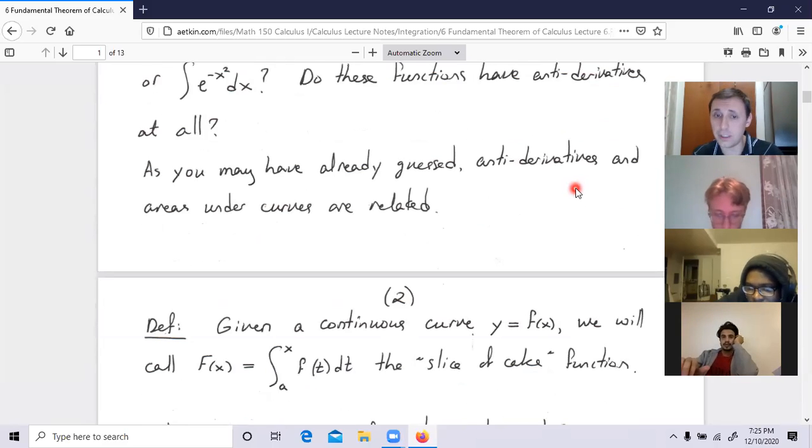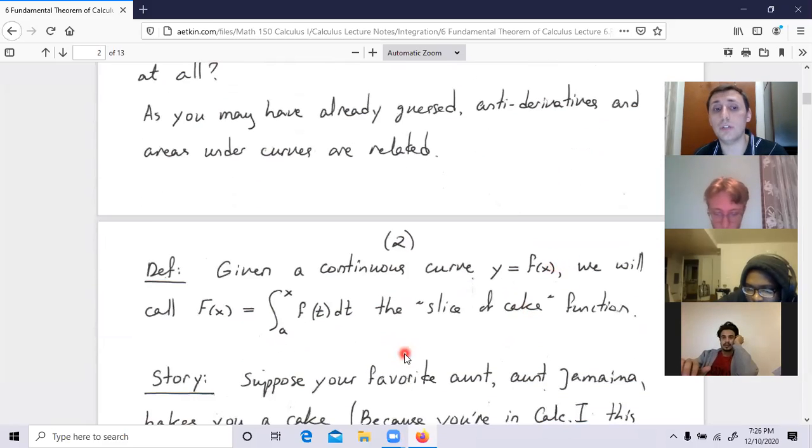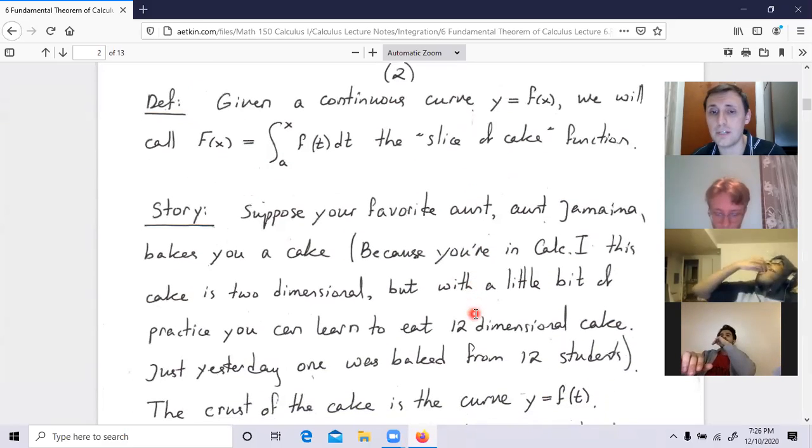If we have a continuous function y equals f of x, we will call capital F of x the integral from a to x of f of t dt. And we call it the slice of cake function. Now, why do I call it the slice of cake function?